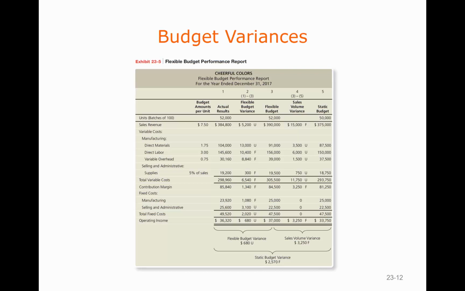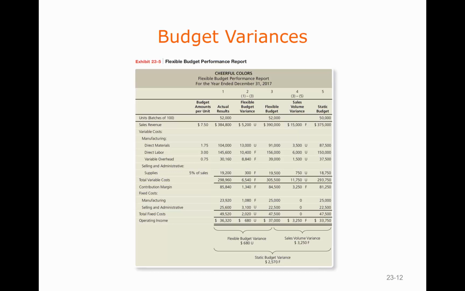So what this tells me, this whole report, is that while I did better overall than I would have if I'd only sold 50,000 units worth of whatever I'm selling, I didn't do better than I probably should have for selling 52,000. That doesn't mean I did something wrong.